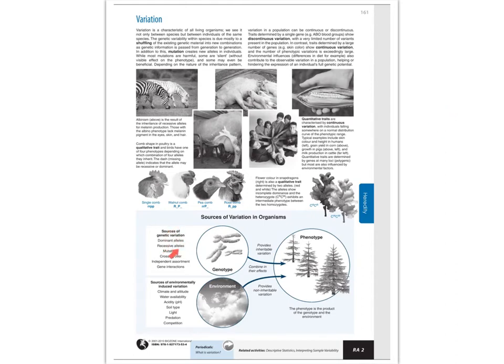So sources of genetic variation are dominant alleles, recessive alleles, mutation, crossing over. Remember, we talked about that about a million times. Independent assortment, gene interactions are all part of this increase in genetic variation. Of course, the environment also is going to increase or decrease variation. So how much water is available, how much food is available. In the case of trees, the soil type, acidity. This is going to impact the phenotype, and so you're going to see different kinds of phenotypes. Genetic variation.